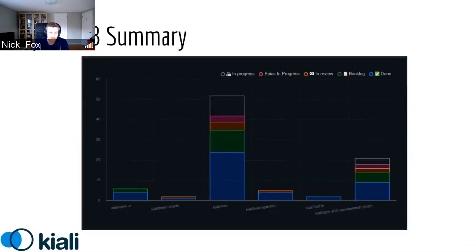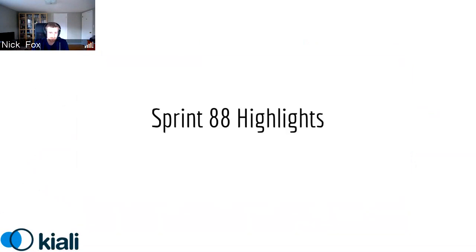So here's an overall picture of what we accomplished this sprint. Most of the work was done in the Kiali repo, but there's also things going on in the Core UI repo and Service Mesh plugin and operator. And there's a chunk of backlog work that made it in that's going to be carried over to the next sprint, but that's partially just because of the size of the epics that we're working on and some of the work in progress there. So here's what's going into this release.